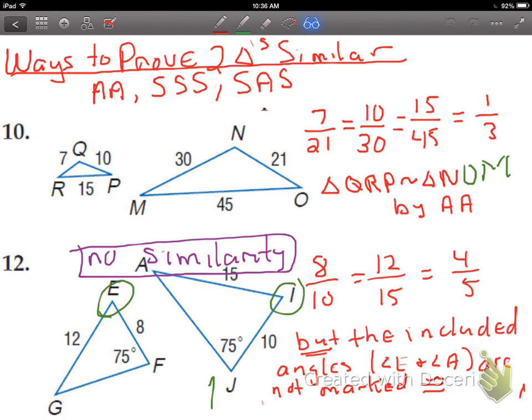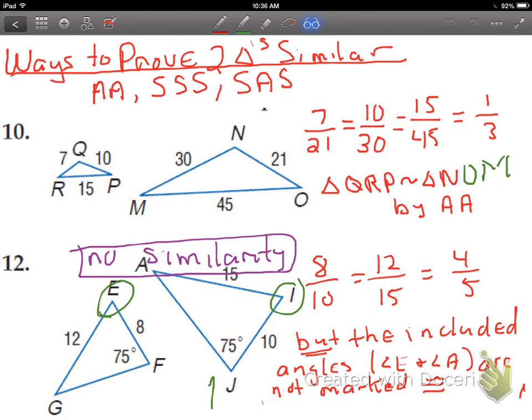We know there are three ways to prove two triangles similar: angle, angle; side, side, side; and side, angle, side. On number 10, no angle information is given, so we need to try side, side, side. We want to form ratios of corresponding sides and see if they're equal.